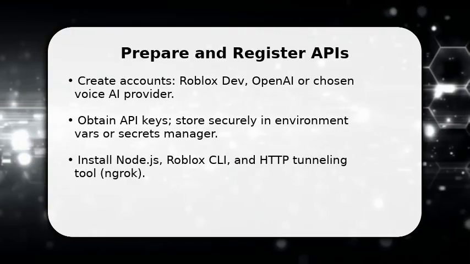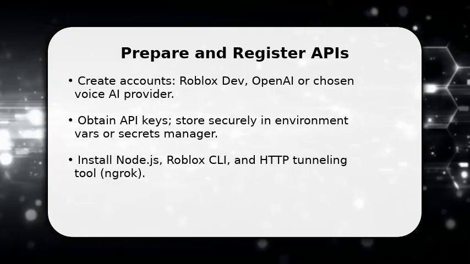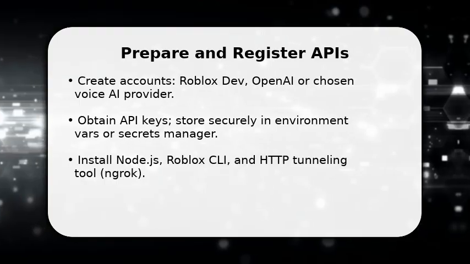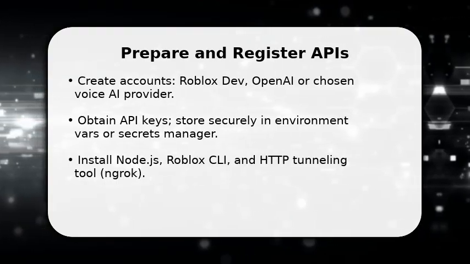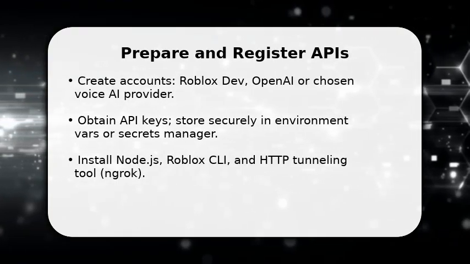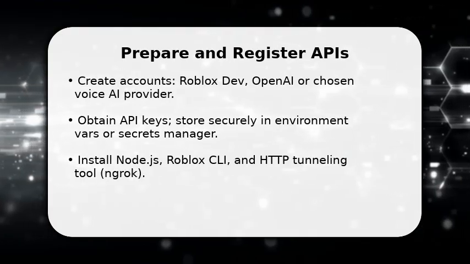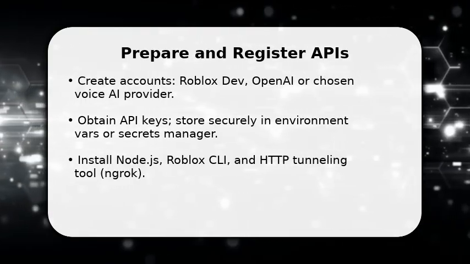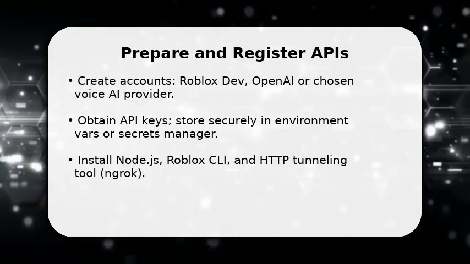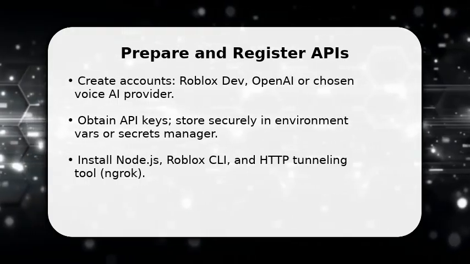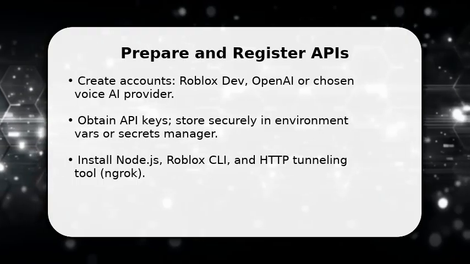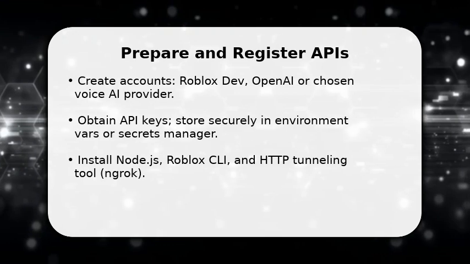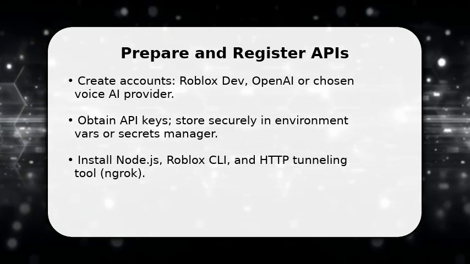You start by getting the accounts and keys in place. Sign into Roblox Studio and your voice AI provider, then copy API keys into a secure env. Install Node.js and Roblox CLI so you can run local code, and add an HTTP tunnel like ngrok to expose a local webhook. Once done, create a test Roblox place and enable HTTP service. This ensures you can both send and receive requests between Roblox and the external voice AI right away.